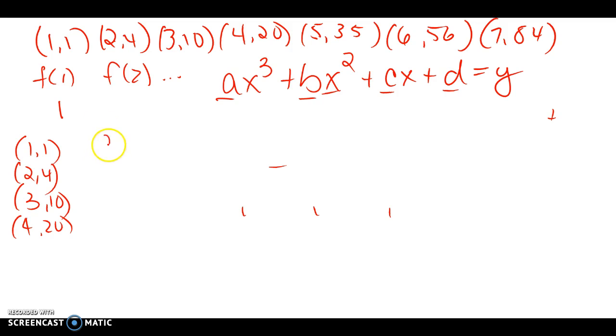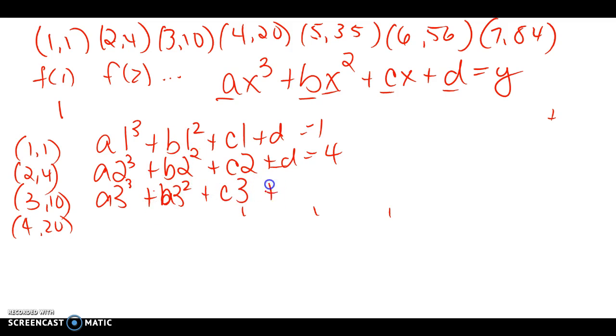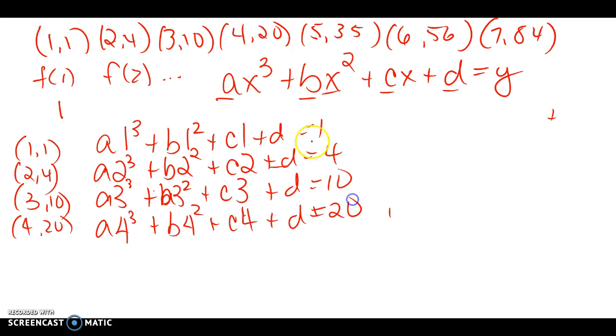Okay, first I plug 1 in. A times 1 to the third, plus b times 1 squared, plus c times 1, plus d equals 1. A times 2 to the third, plus b times 2 squared, plus c times 2, plus d equals 4. A times 3 to the third, plus b times 3 squared, plus c times 3, plus d equals 10. A times 4 to the third, plus b times 4 squared, plus c times 4, plus d equals 20. And the coefficients in front of d are all 1.